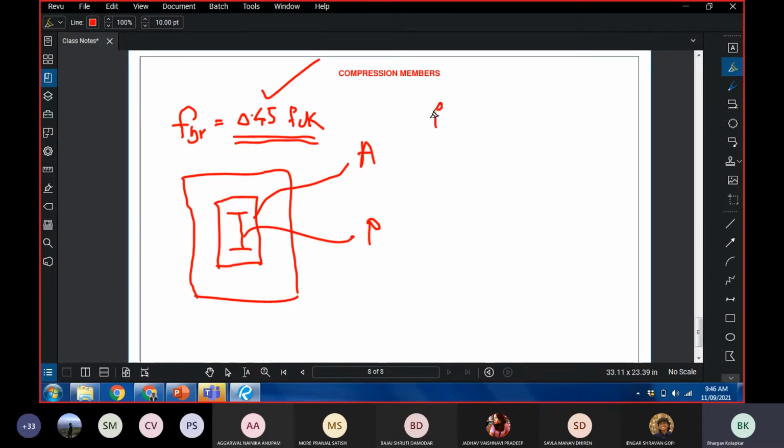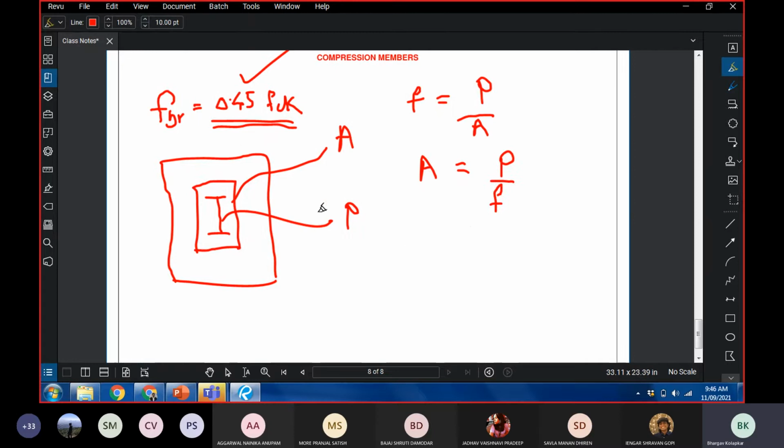So we already know that stress is equal to force upon area. We have to find out the area. So area is equal to the load carried by the column divided by the maximum stress that the concrete can take. So let us say that we have a load of 1000 kilonewton and we are using M30 concrete as before. So what will we have here? Area is equal to load, which is 1000.